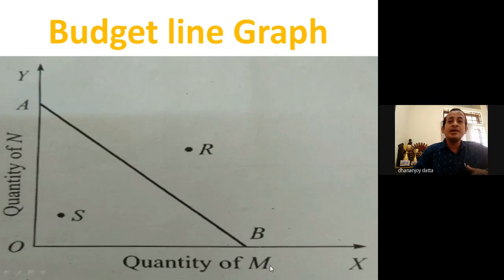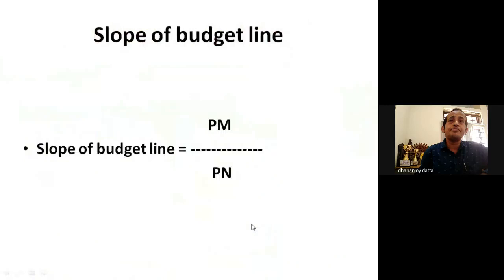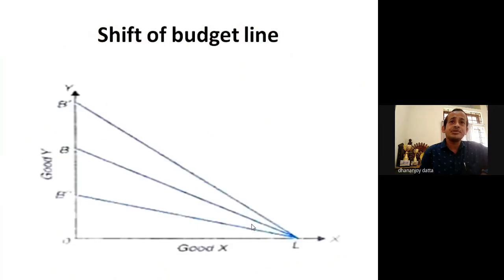Now here the slope of the budget line can be calculated by the price of the M product divided by the price of the N product. So this is basically the slope of the budget line. Next we'll go through the shift of the budget line.